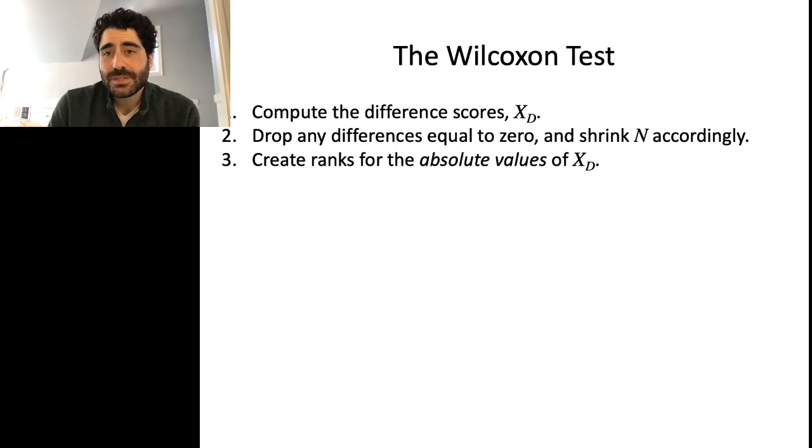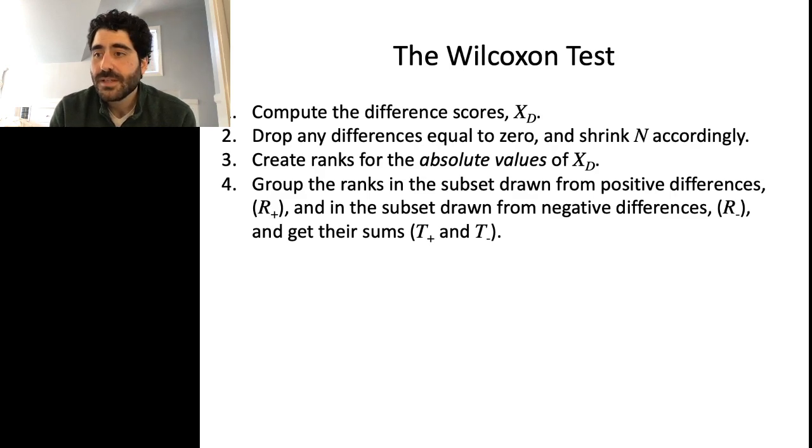Then what we're going to do is create ranks for the absolute values of the differences, right? We still have to keep track of the signs here, but when we assign ranks to these differences, we're going to rank them according to their absolute value from 0. And then we're going to group the ranks into the subset drawn from the positive differences and the negative differences and get their sums. We'll see an example in a second of how we're doing this.